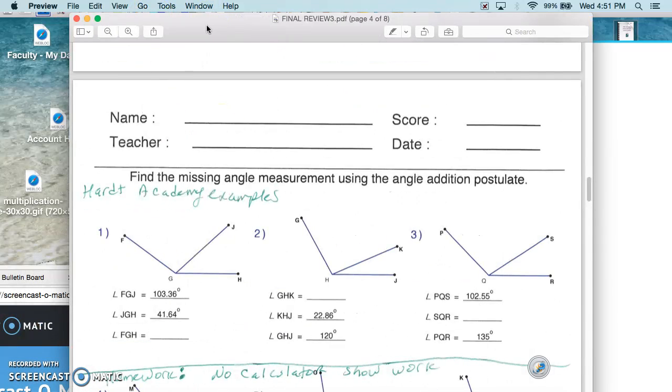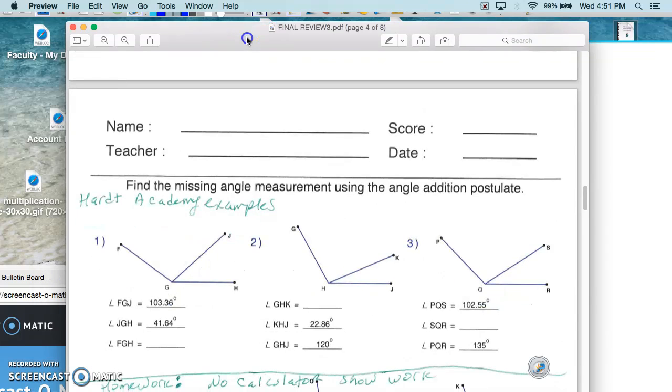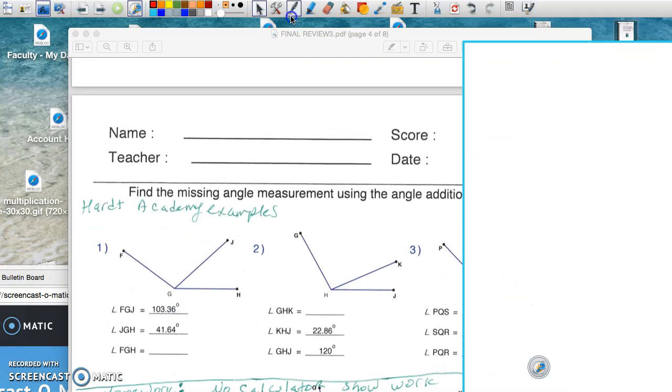Okay. Now for these, we're using the angle addition postulate. What this means is, first, let's take a look at the angles that it already gives us. Angle FGJ is 103.36. And then angle JGH is 41.64, right? So then it's asking us how much is the whole thing? This angle is this, and this angle is that. How much would the whole thing be?